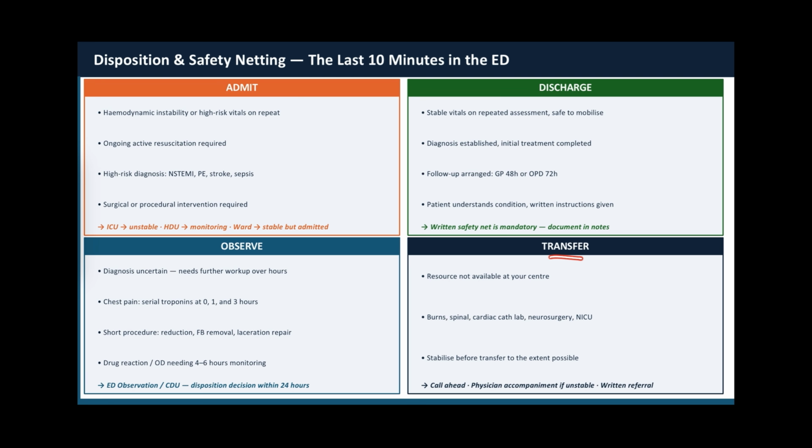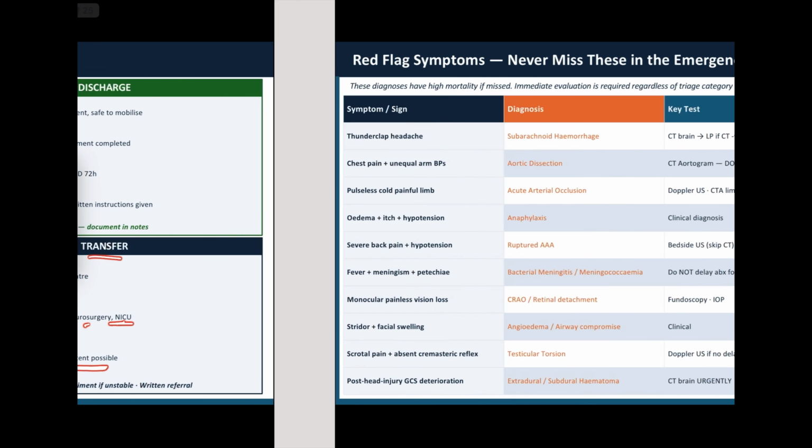Next is the transfer. You transfer when a resource is not available at your center, for example a burn center, spinal and cardiac cath labs, and neurosurgery or NICU. Make sure you stabilize as much as possible before you initiate the transfer. And wherever you are transferring the patient, please call the physician there ahead and explain to him whatever has happened at your center.